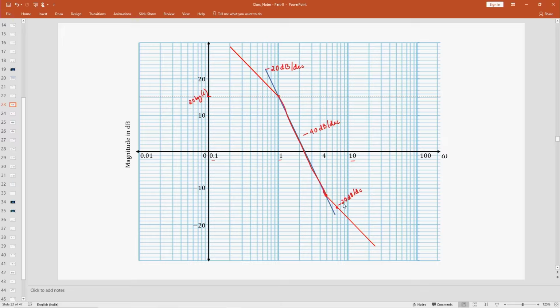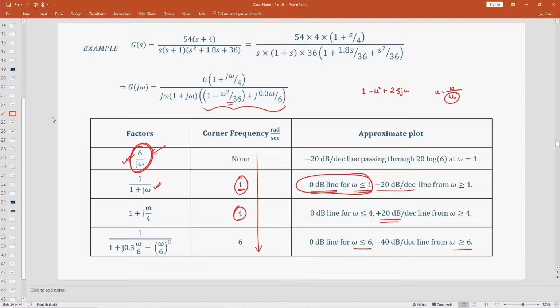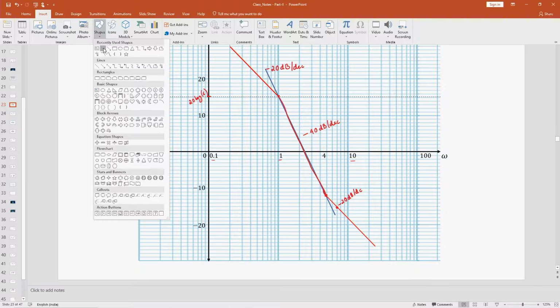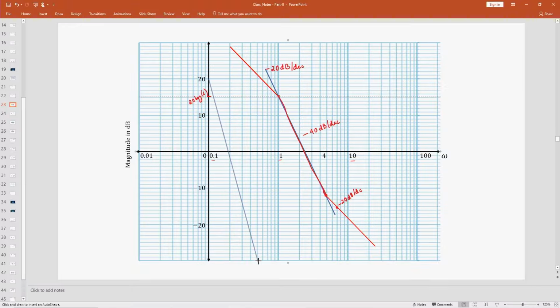So, we have a minus 20 dB here. From minus 20 dB we need another minus 20, minus 40, minus 60 dB per decade line. So, we will need a minus 60 dB per decade line. Let me just add a minus 60 dB per decade line. Is there an option? So, this is minus 30. So, this is a minus 60 dB per decade line.